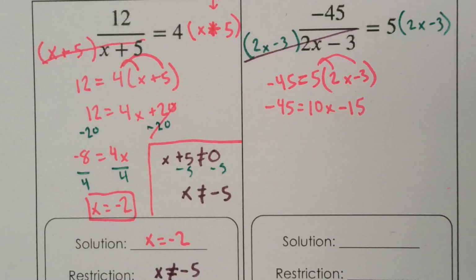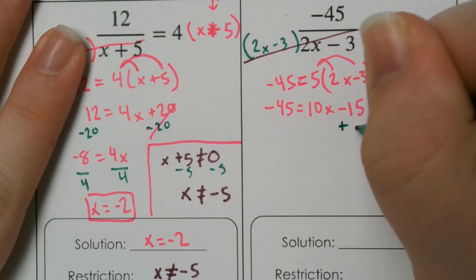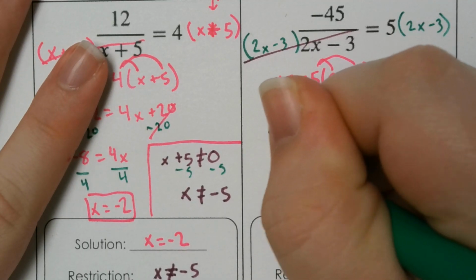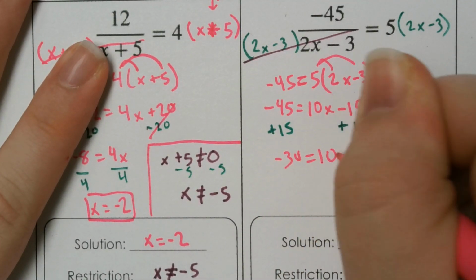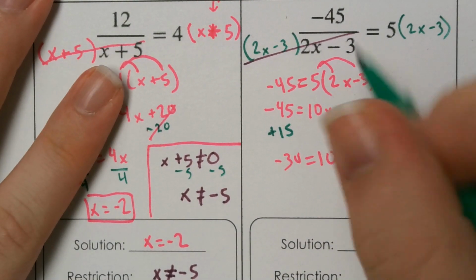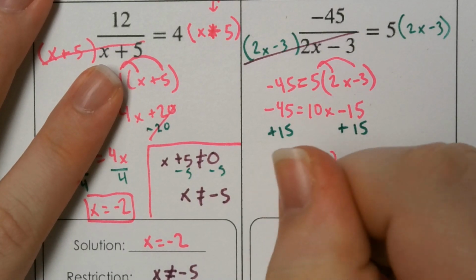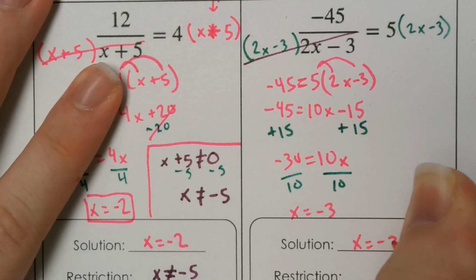And now we have our two-step equation. So how do we get rid of a minus 15? Add it. Good. So we get negative 30 equals 10x. And we've got to get rid of that 10, so we divide. So we have x equals negative 3 is our solution.